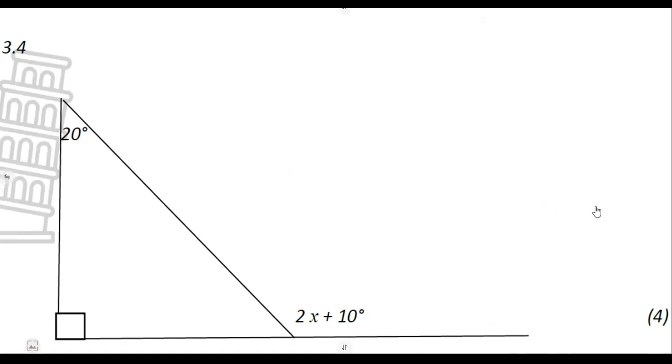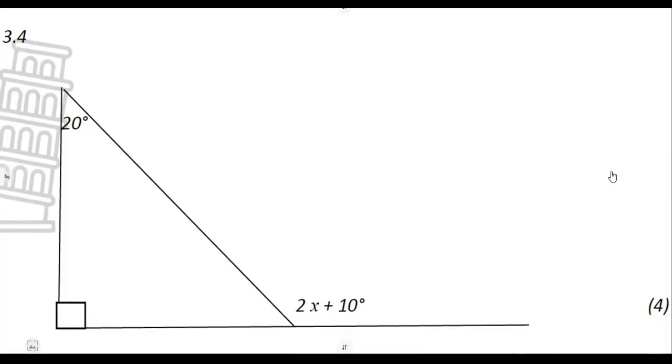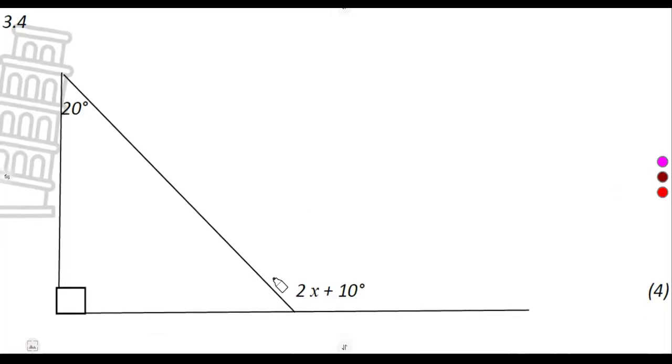On 3.4, we are given again, find x. As we can see, that's the variable that we have there. On this triangle, we can see that there is an exterior angle, this one.